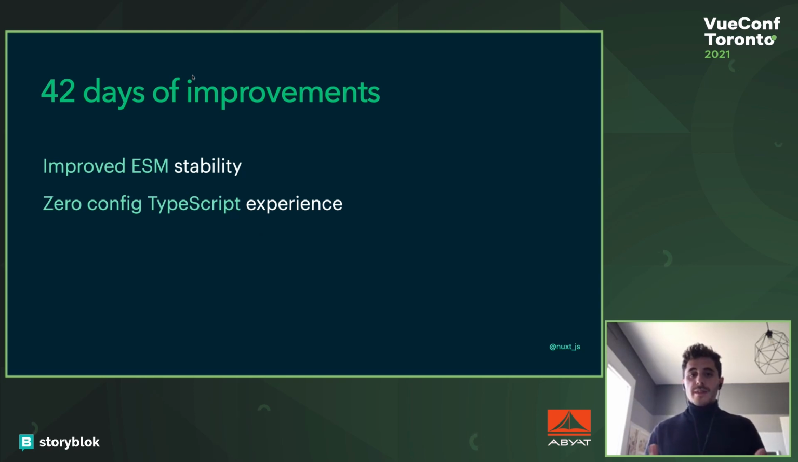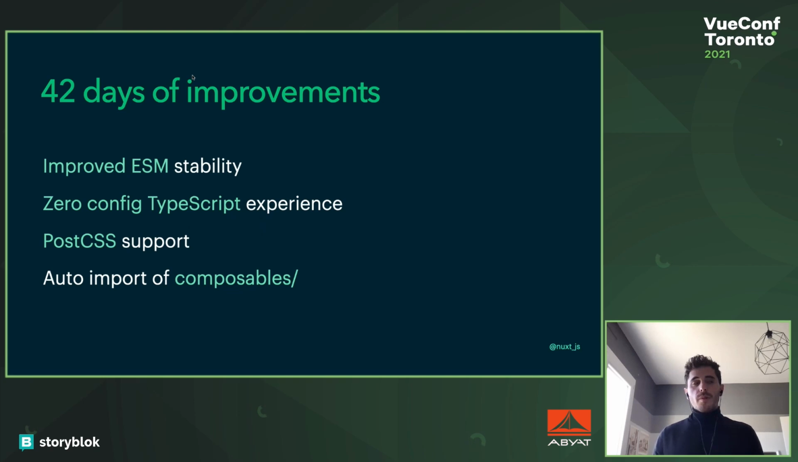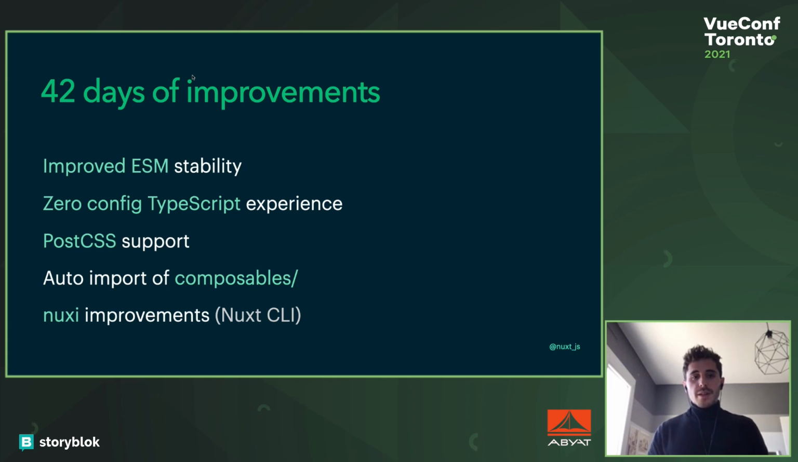Nuxt is generating this tsconfig.json as well as the types, so you don't have to, you can start writing .ts files without having to worry. PostCSS support landed also in Vite. Auto import of composables, this is one of my favorite features, and it is pushing more and more the Composition API. You simply have to create a file, and where you use this composable, it will automatically import it. Same for the components, and same for the plugins too.